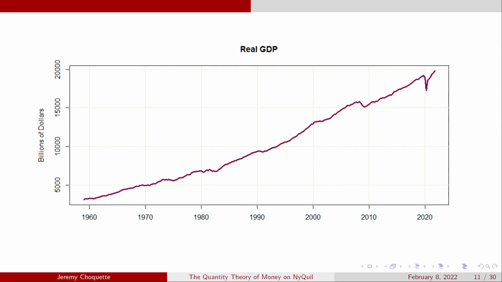Okay, so let's look at real GDP. All right, so this is real GDP, again, billions of dollars. And we can see that there are upswings, there are downswings. This is the financial crisis of 2007, 2008. And that was pretty bad, right? This was the worst economic decline that we had had since the Great Depression.